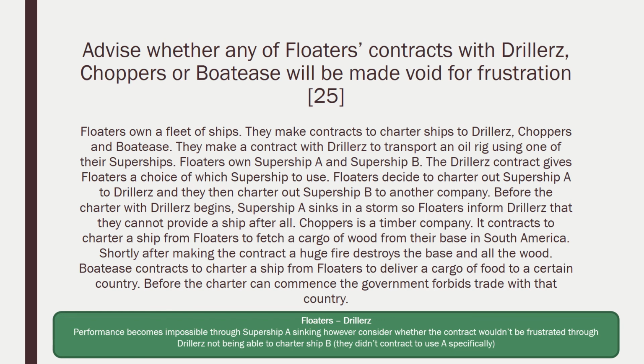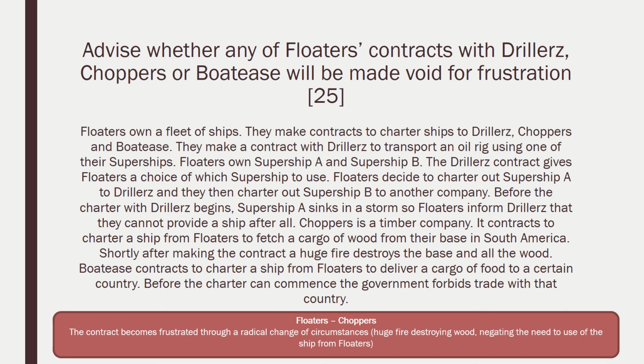So I would say perhaps the contract isn't frustrated. It isn't impossible to perform through lack of fault. Perhaps it just becomes more difficult or expensive. Perhaps Floaters are at fault here. Okay, they're not able to give the other ship. All right.